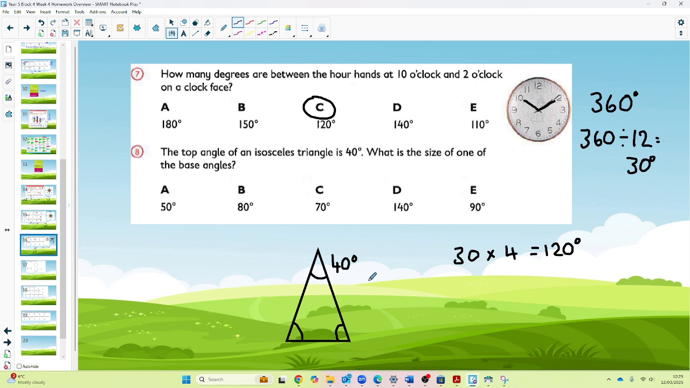Now the key bit of information here is the fact that the 2 base angles are actually the same. So how are we going to work it out? Well, we know that the total is 180 degrees. So we're going to do 180 subtract 40. That was the angle they gave us already. And that gives us 140 degrees. Now remember, because the base angles are both the same, we can divide that by 2. So 140 divided by 2 gives me 70 degrees. So what is the value of each angle? It's 70 degrees. So one of the base angles is 70.